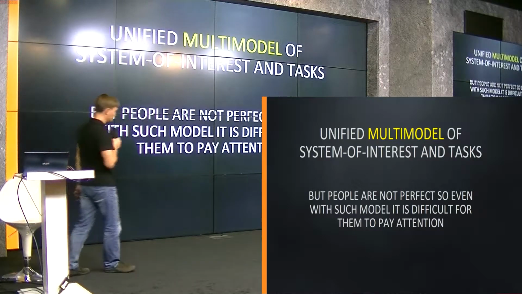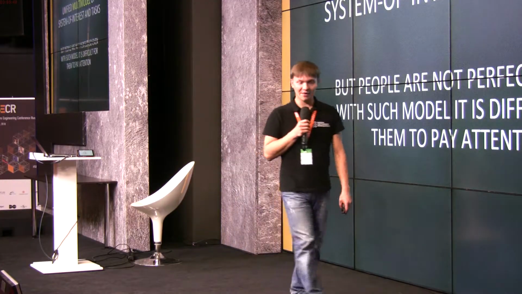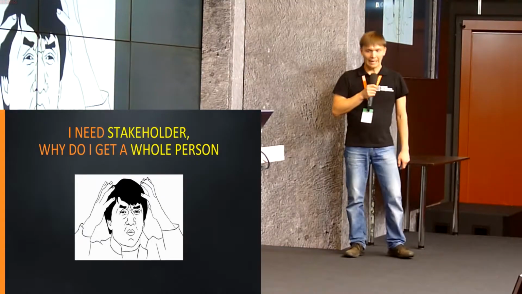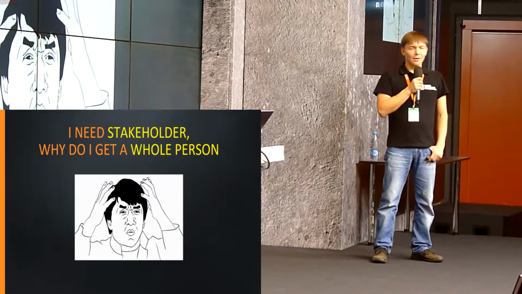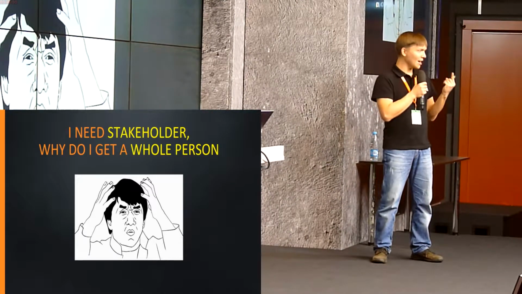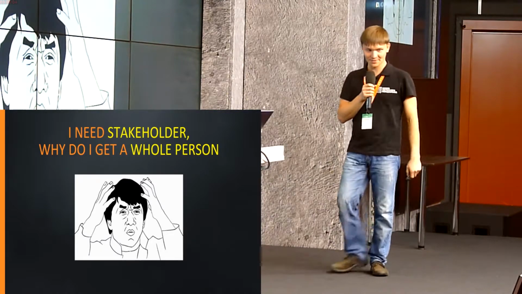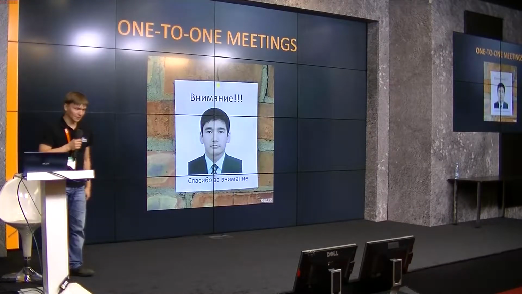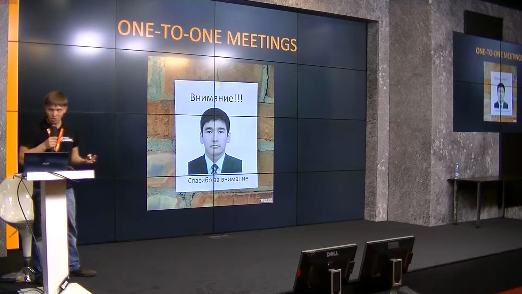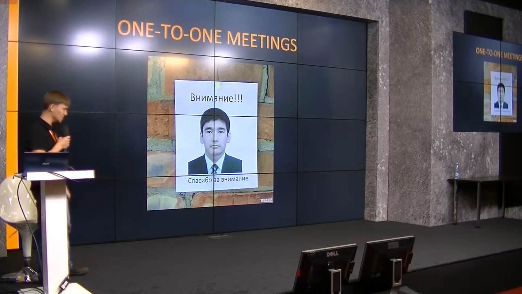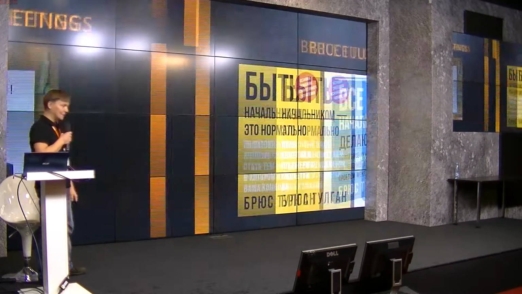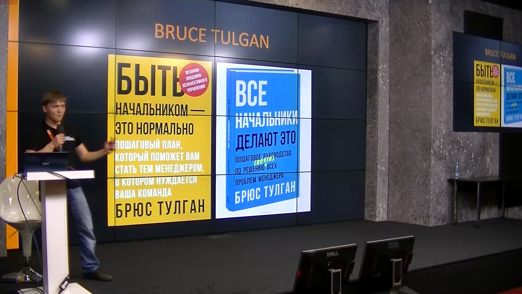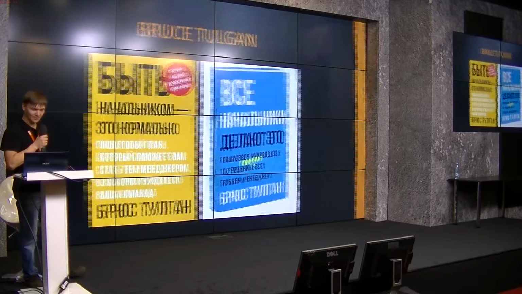But all project managers can laugh now, because they know even if you have perfect modeling, perfect plans, people will always fail it. As one manager said, why do I need a single competence and I need to hire a whole person with all his problems? I don't want that. I want only a single competence. How do you resolve that? The only thing that works on a technology level, reproducible in like 80% of the cases, is one-to-one meetings. And that technology is perfectly explained by Bruce Tulgan. Read his books, they're brilliant. I don't know why he's not famous in Russia.